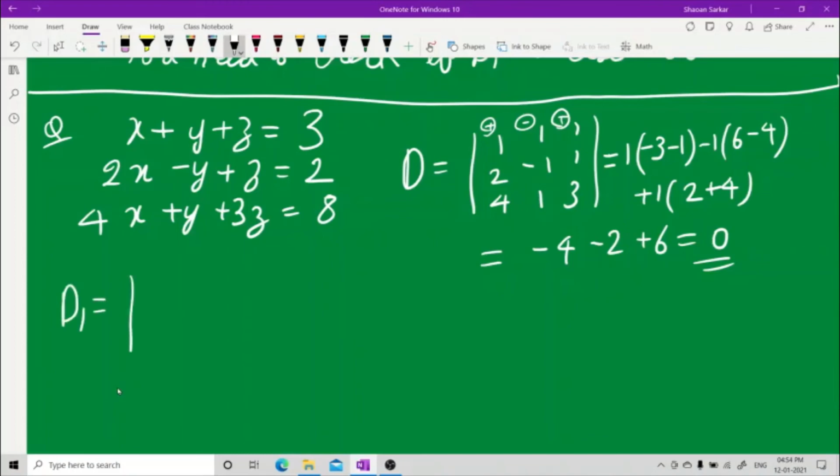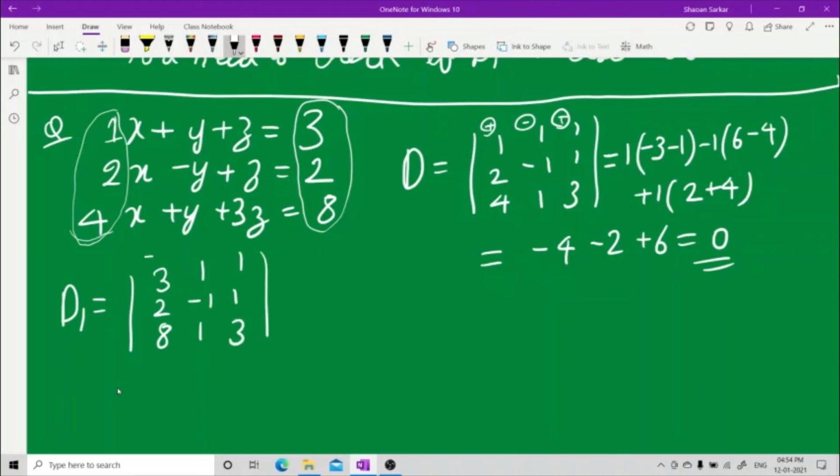D1 will be, you have to replace this whole thing with this. I told you earlier also. So you'll write 3, 2, 8, 1 minus 1, 1, 1, 1, 3. Now again the plus, minus, plus sign. Let me rub this.